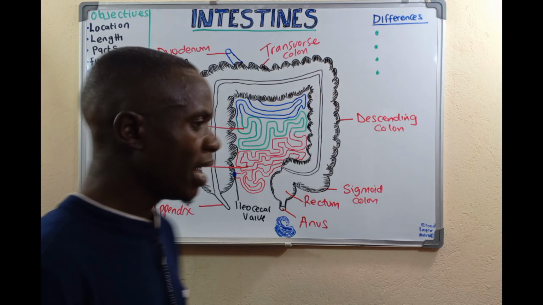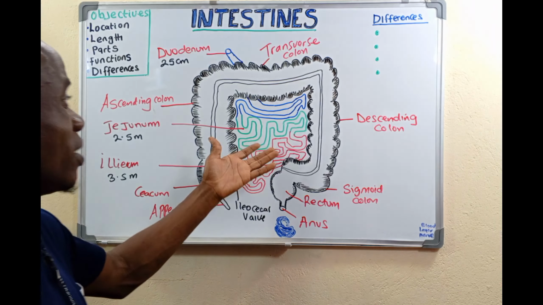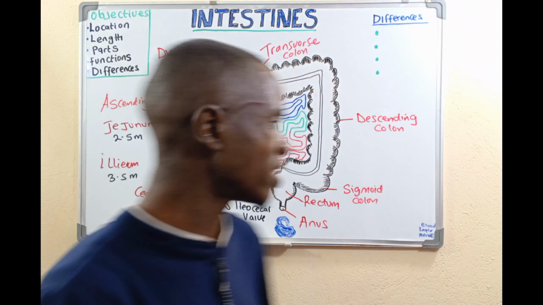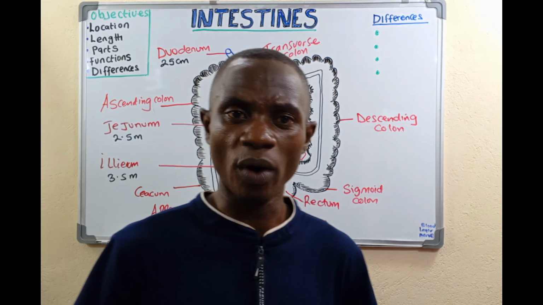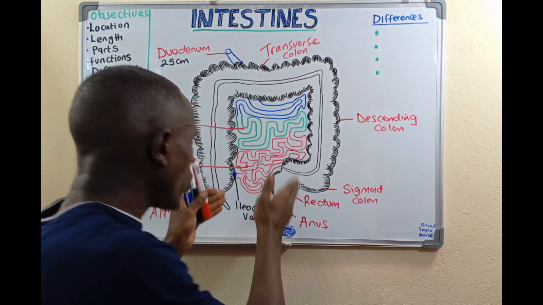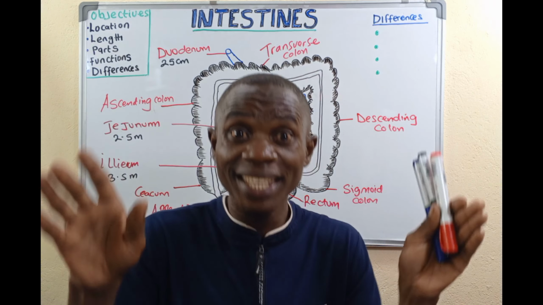Okay. And then also we have the small intestine. What are some of those adaptations that enable the small intestine to perform its work? In the next video, we're going to be cutting a small portion of the small intestine. We see it inside.